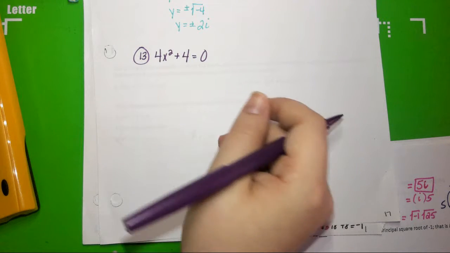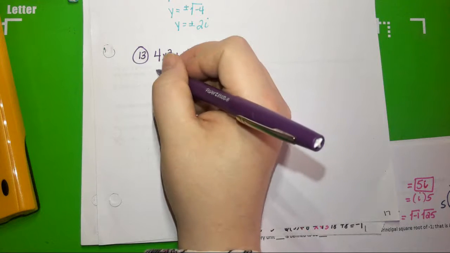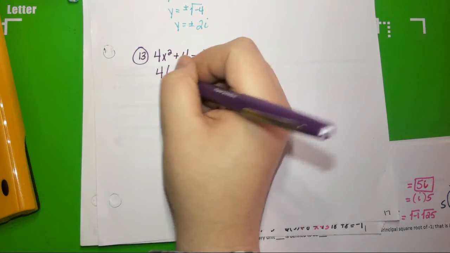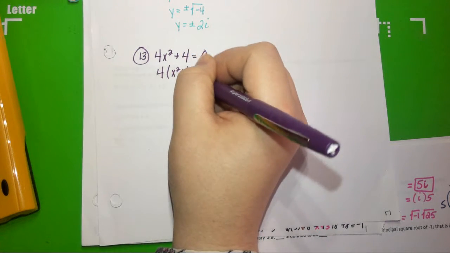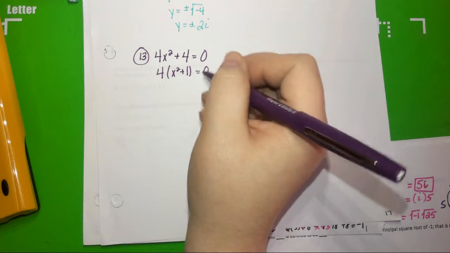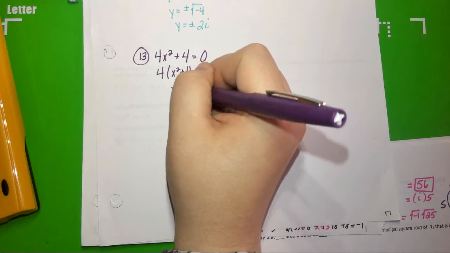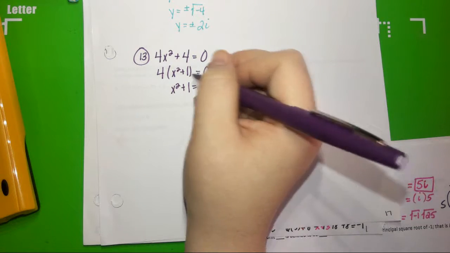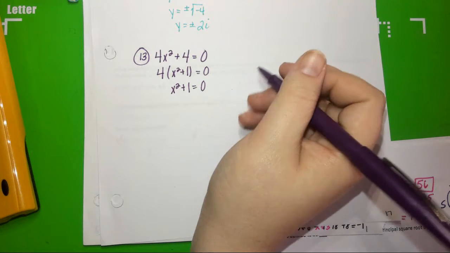Okay, so on number 13, what's the first thing I could do? Thank you, 5, get a point. If I factor out that 4, I'm left with x squared plus 1. I divide both sides by 4, I'll have x squared plus 1 equals 0. The 4 is gone away.